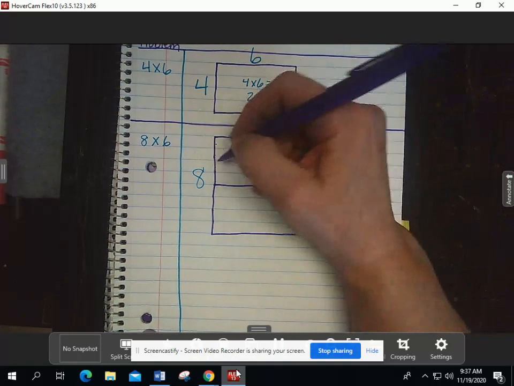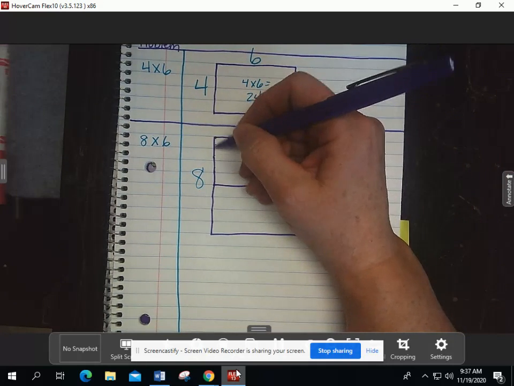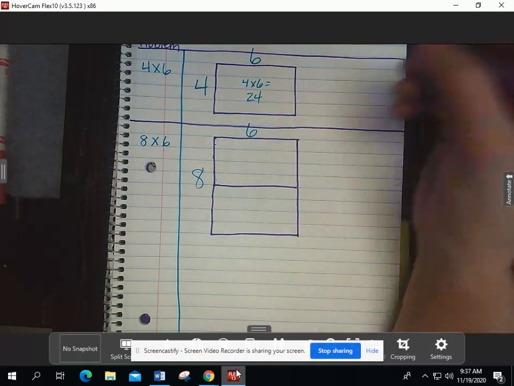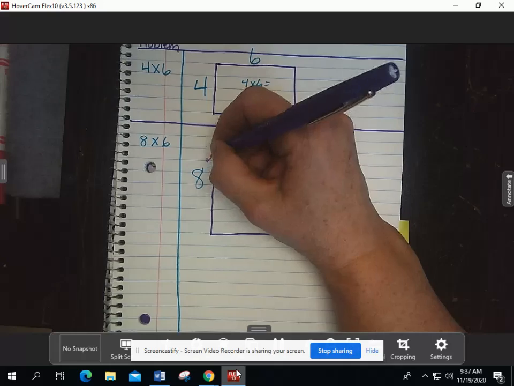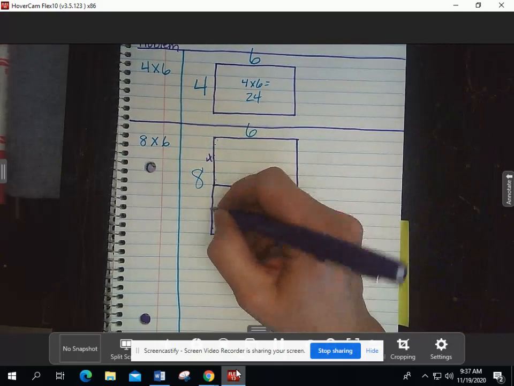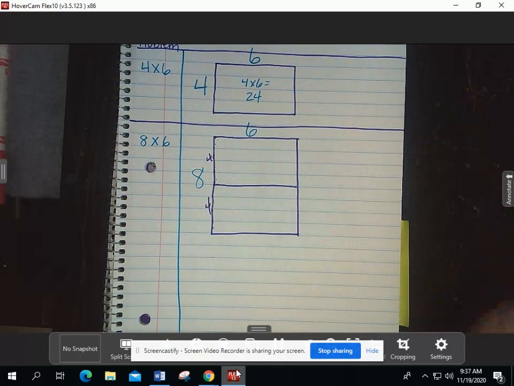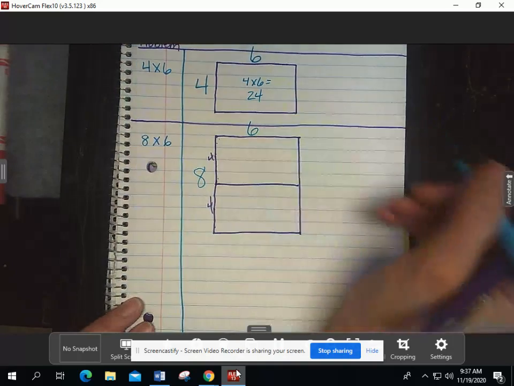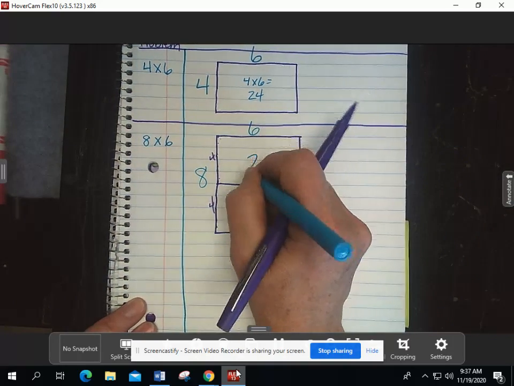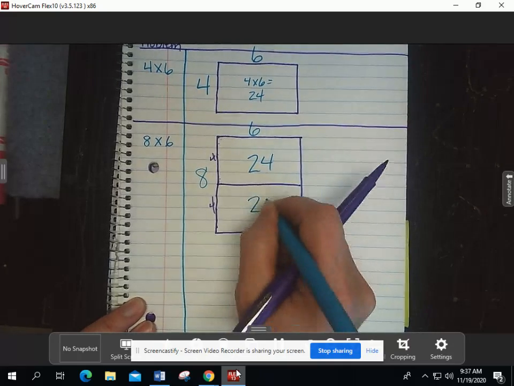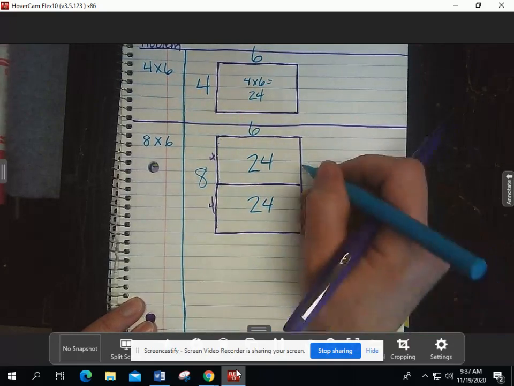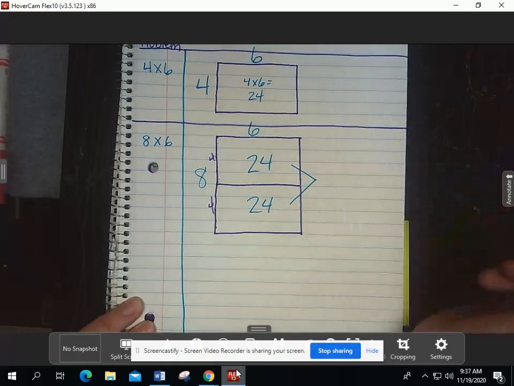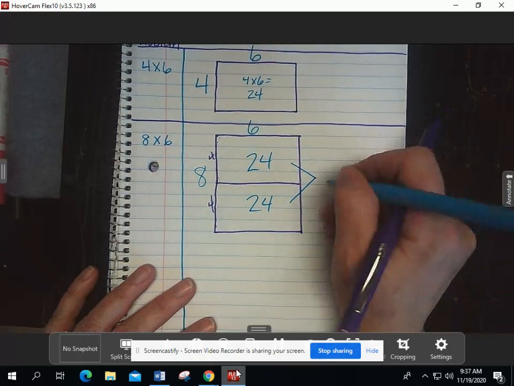And so how long is this one? Raise your hand. Luke, how long is the bottom one? 4. Did we do a 4 times 6 already? Yes. What is 4 times 6? 24. Okay, so we're going to write 24. This one is 24 and this one is 24. So we know that 24 plus 24 is 48.